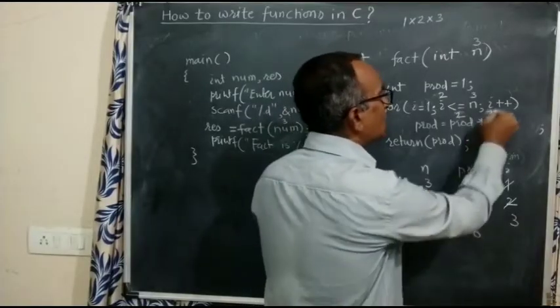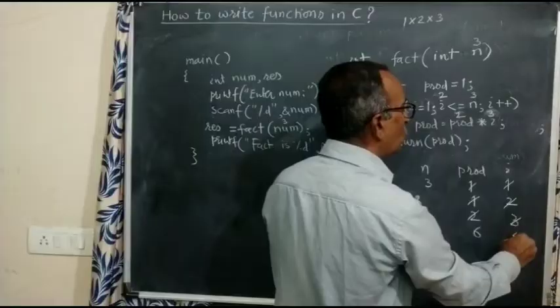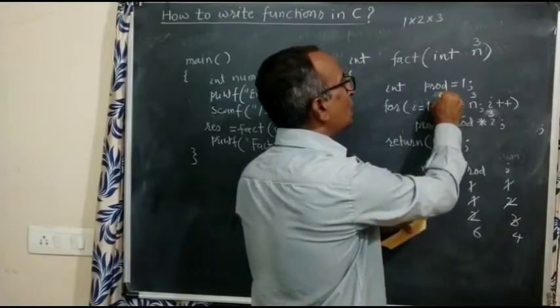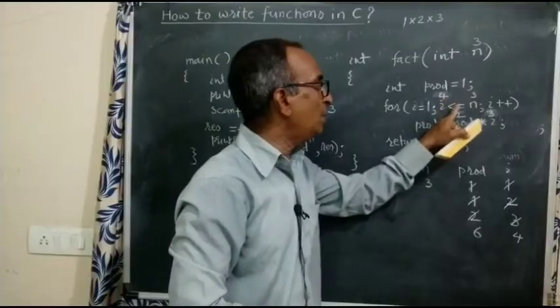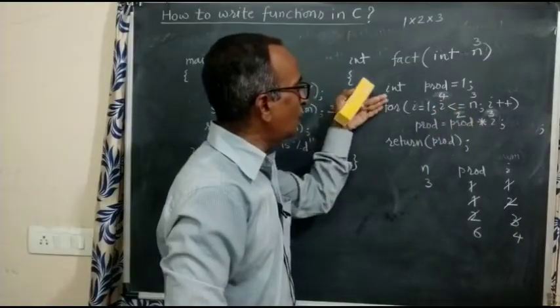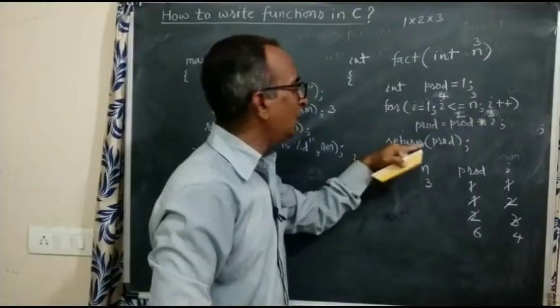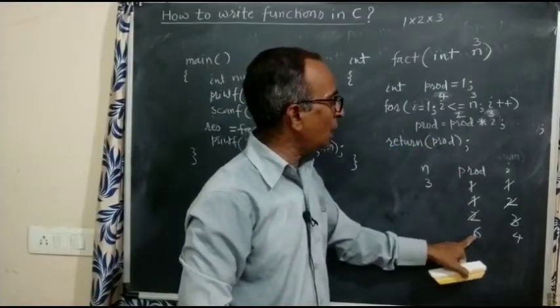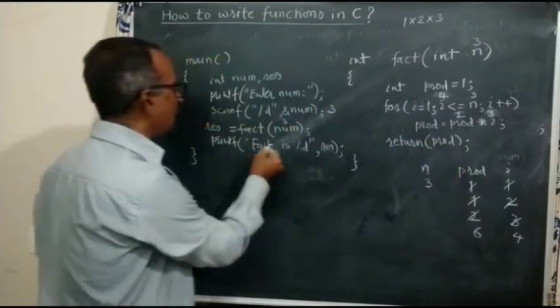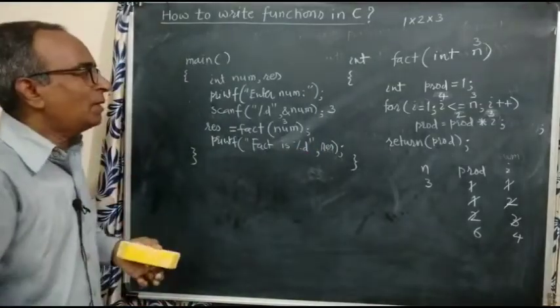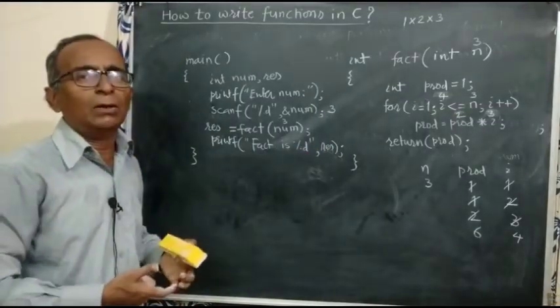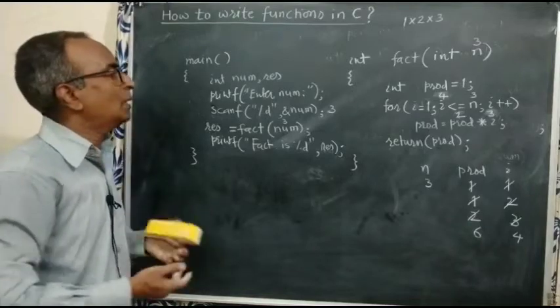Then the i value is incremented. The i value will be 4. Now whether 4 is less than or equal to 3? No. This will be false. When false, it will come out of the loop. Then what is in product currently? 6. 6 will be returned here, and that 6 will be printed. So this way the thinking of this is done.